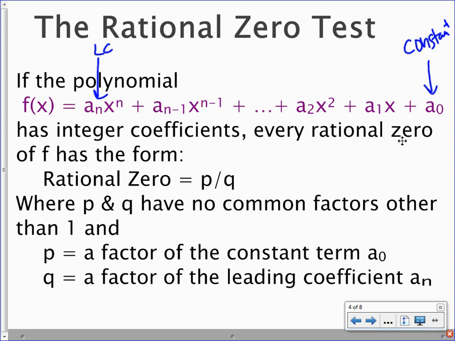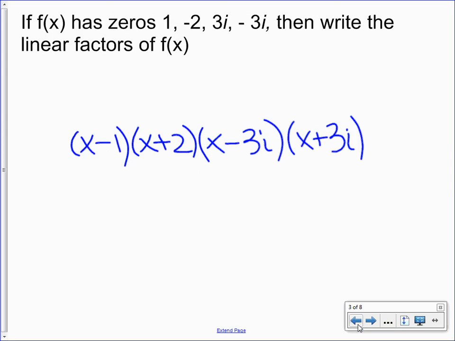Okay, so time out. Here our zeros are 1, -2, 3i, and -3i. 1 and -2 are rational numbers. Those are our rational zeros.